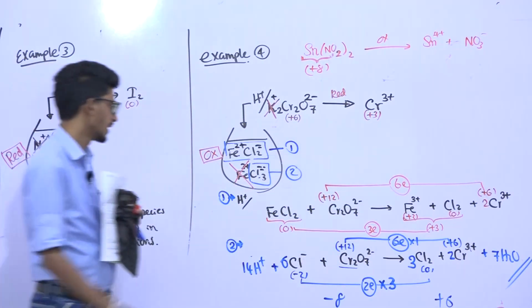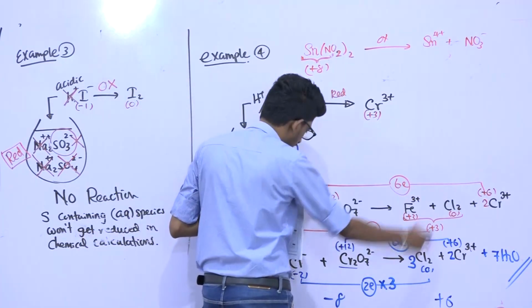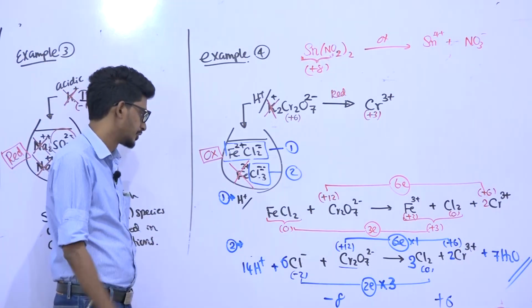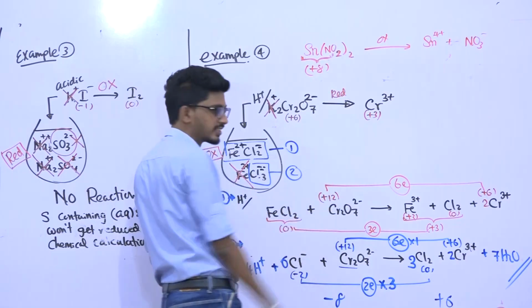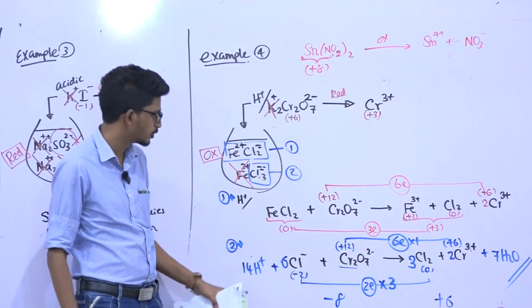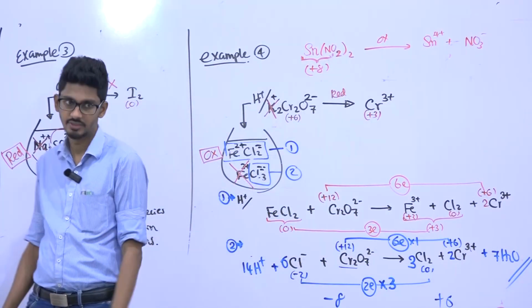So when FeCl2 is completely converted to Fe3+ and Cl2, there is only a 3 electron exchange. That means 3 electrons are released, a kind of oxidation. 3 electrons are released when converting the FeCl2 to Fe3+ and Cl2. Only 3 electrons are released.